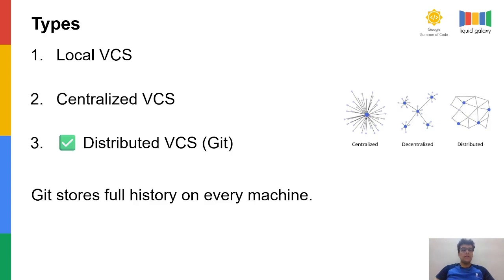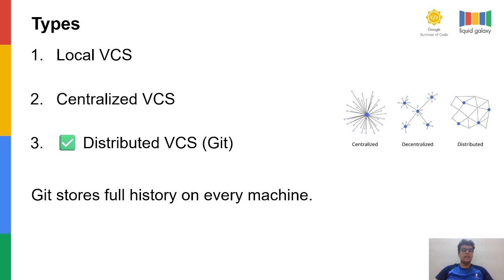So there are three types of version control system, which are local VCS, centralized VCS, and distributed VCS, which is Git. So now let us see the visual here. This is basically a rough visual representing each of that. So local VCS is where history is stored only locally. So this is basically keeping in focus a single user.